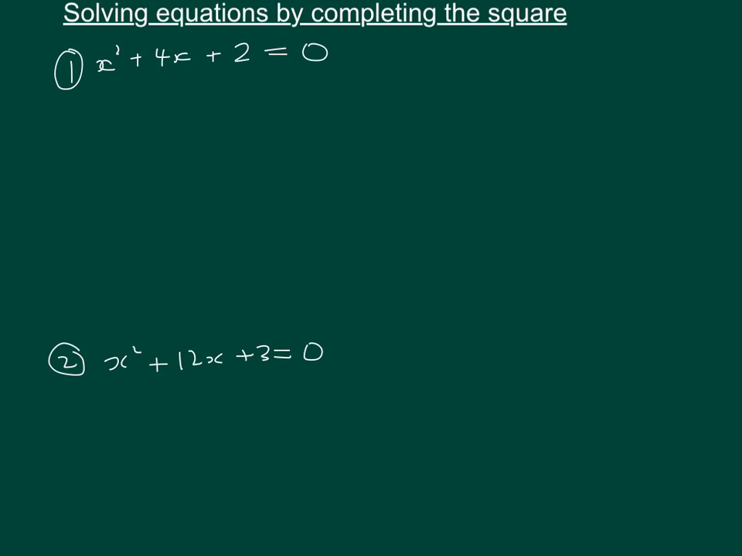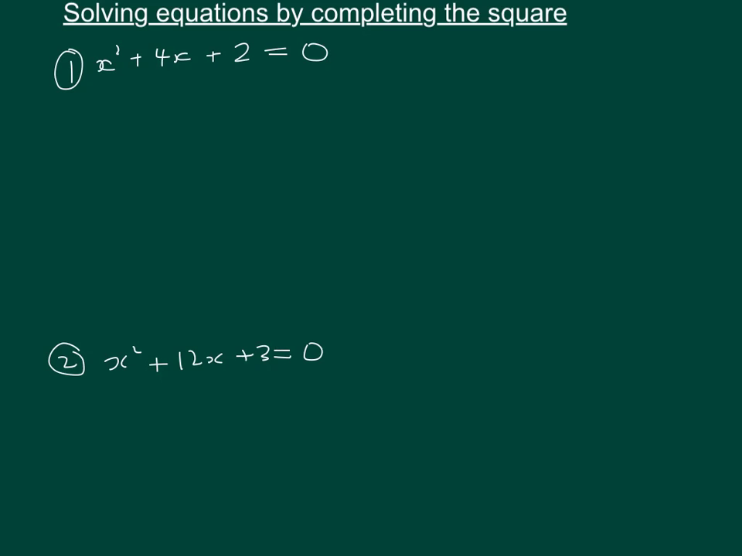In this video we're going to be solving equations by completing the square. I've got 5 different questions to go through and they get increasingly more complex as we go along. The first one's quite a basic one. We have x squared plus 4x plus 2 equals 0.